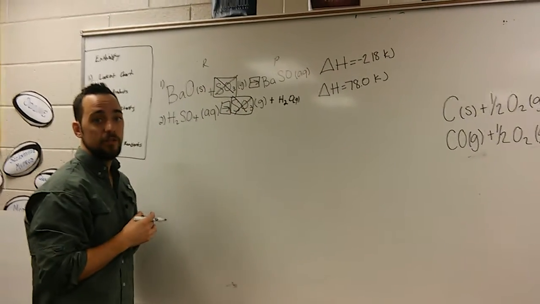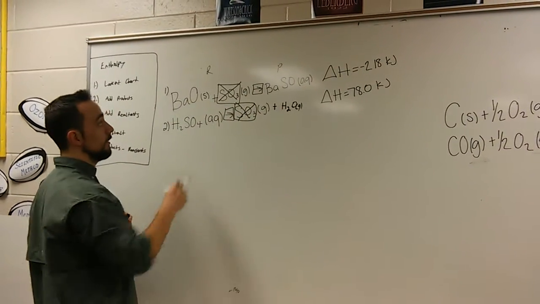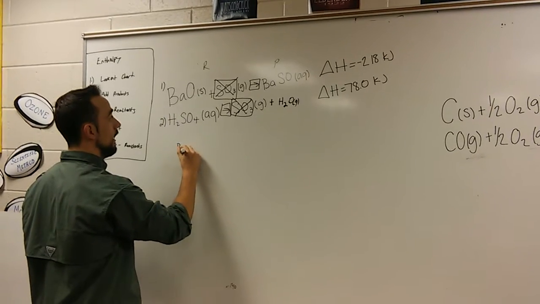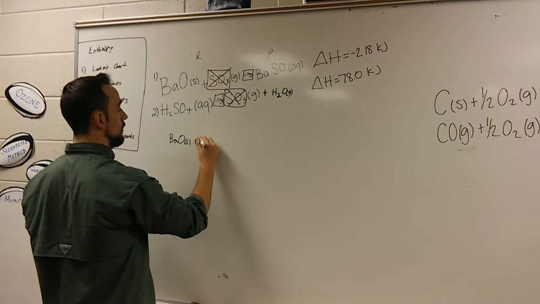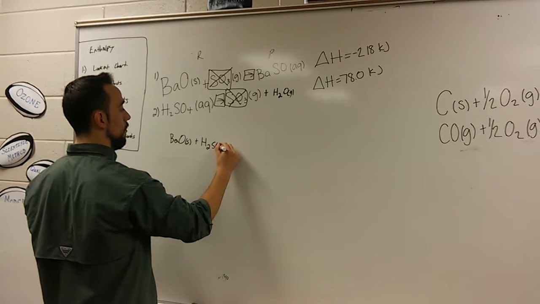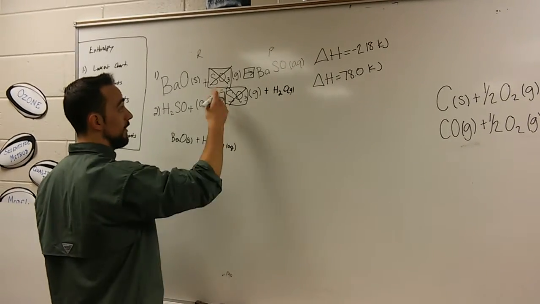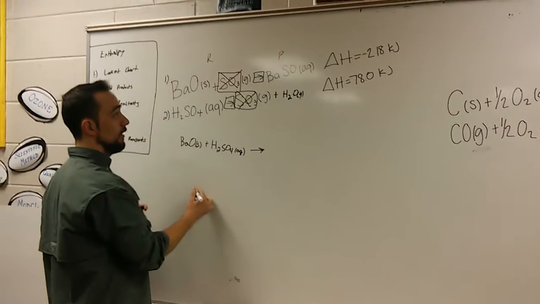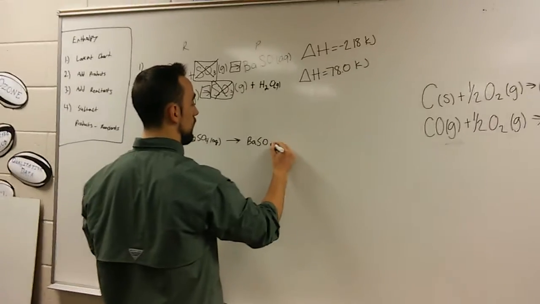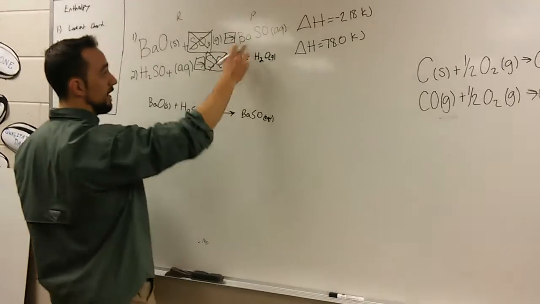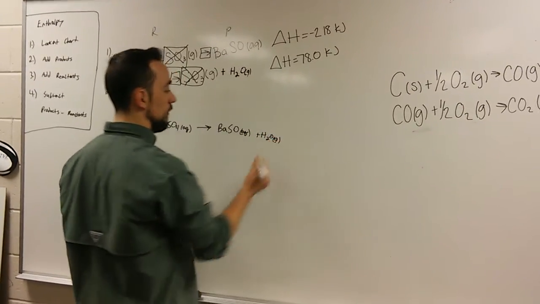Now, the easy part, just list all the reactants first and all the products first of both equations. So the first one I come to is BaO. Next one I come to is H2SO4. Okay, and then there's no more reactants, so I move on. Go over here, I have BaSO4. Okay, and then the next one I have is H2O. Real easy. So that's it.